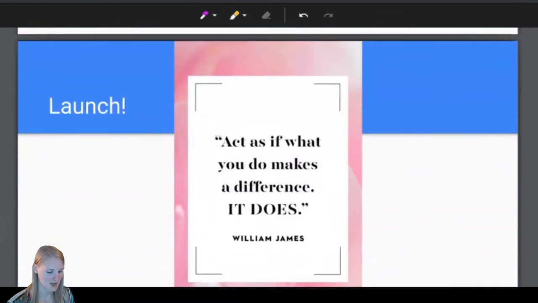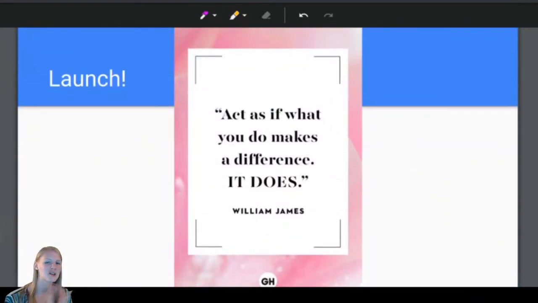Okay, alright, and as usual, let's end our time with a launch. We'll launch you off to the rest of your day. This one says, act as if what you do makes a difference. It does. And that is from William James. So, act as if what you do makes a difference. Because it does. What you do makes a difference.